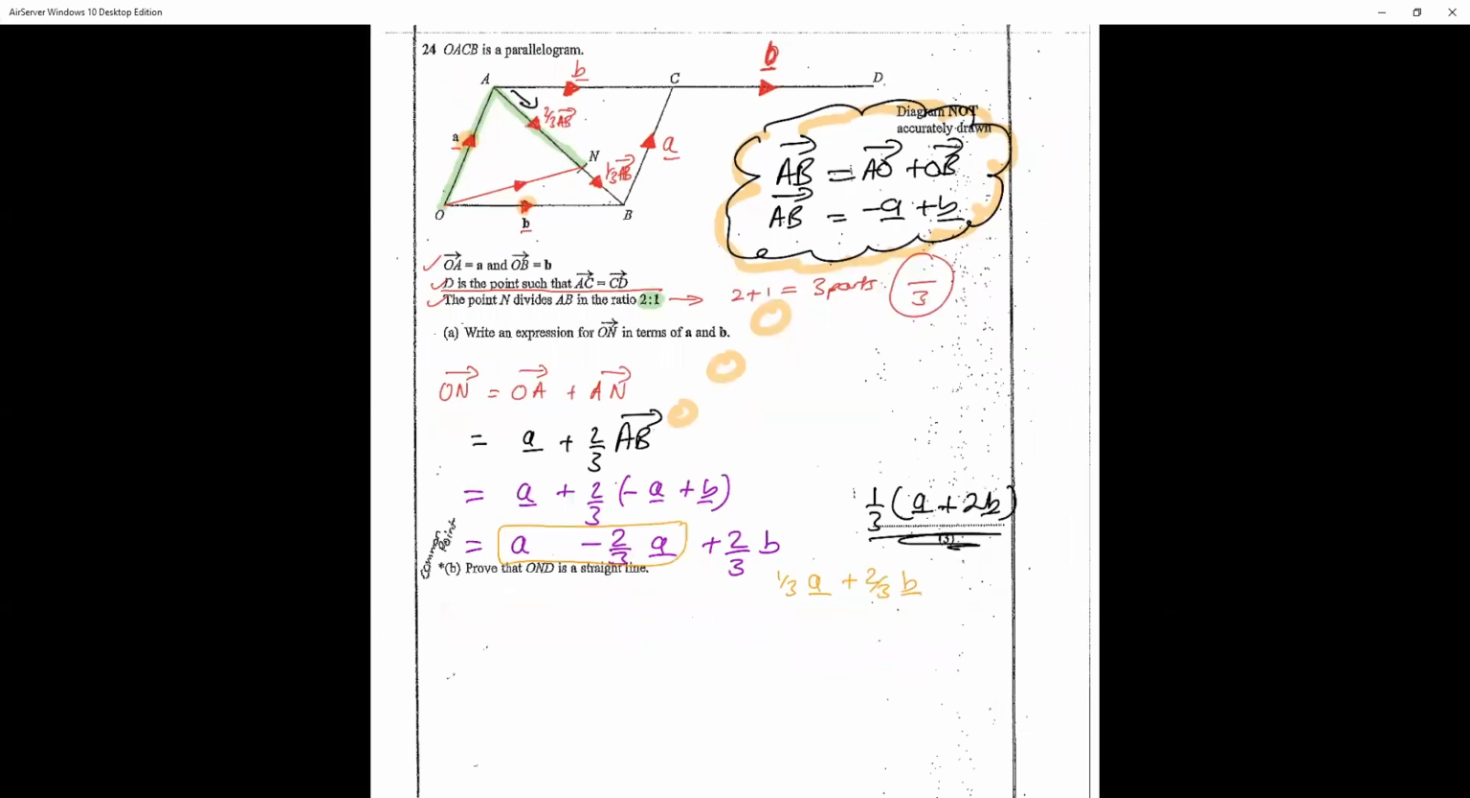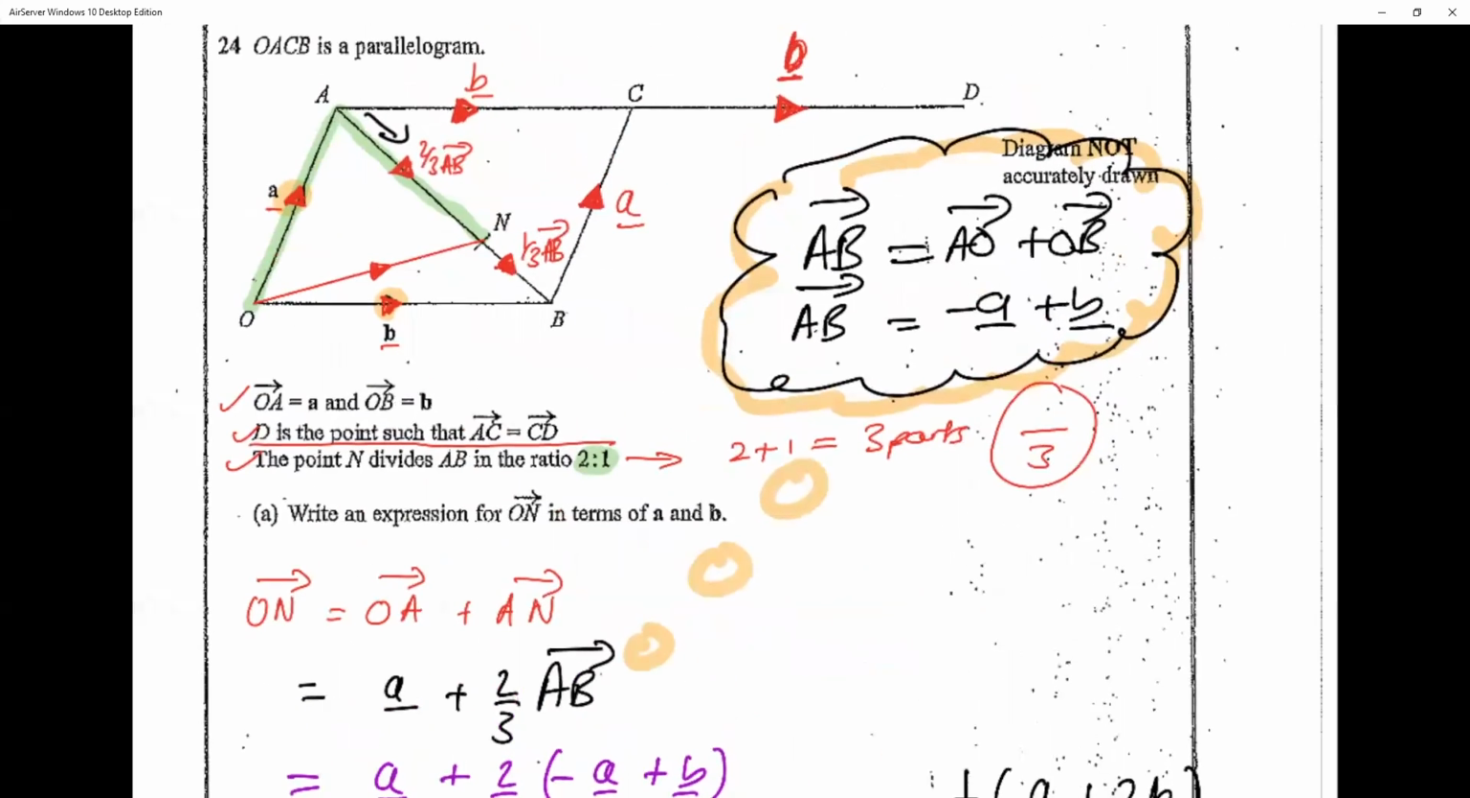Okay, next. It says prove that O to N to D. So let's have a look now. What part of the diagram are they talking about? They want to go from O to, oops, wow, it's landed on top of it. Amazing.